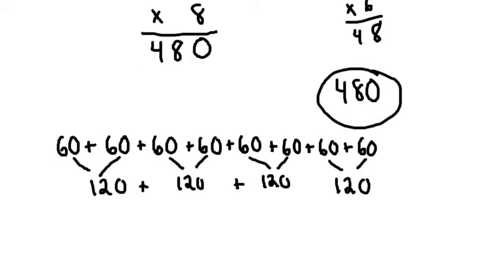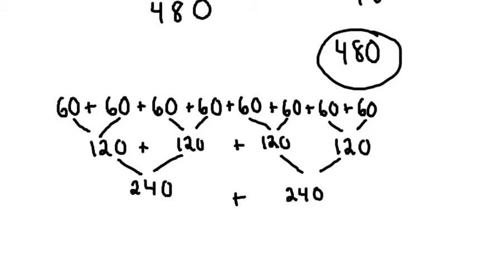And then in that same kind of vein, we can continue by adding these two 120s. 120 plus 120 is 240. So 240, plus another 120 plus 120 is again 240. Then lastly, we can add up these last two 240s. 240 plus 240 is 480. So that's 3 different ways of multiplying 60 times 8.